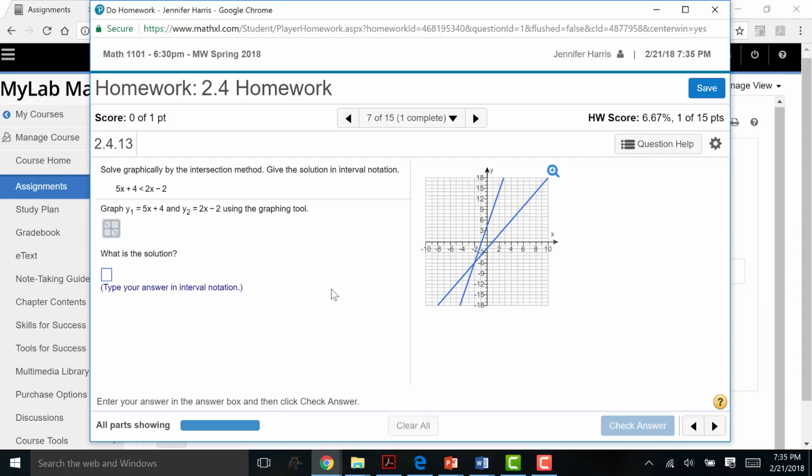So now how do I write my interval notation? Negative infinity, comma, -2. Now I can type that in there.